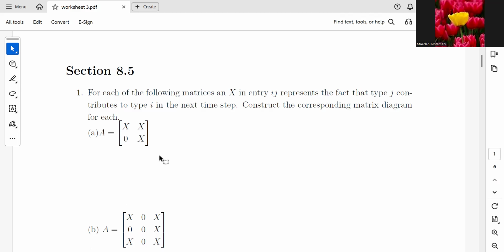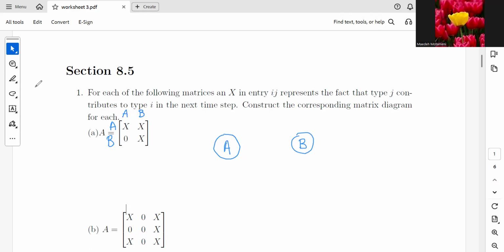As we have talked in the lecture videos, this is related to two objects. Let's say the first one is A, the second one is B, and also here A and B. So we have a circle for A, and also we have another circle for B. According to the letter X that we have here, and the meaning of that, the entry ij, if you have X in that, represents the fact that type J contributes to type I.